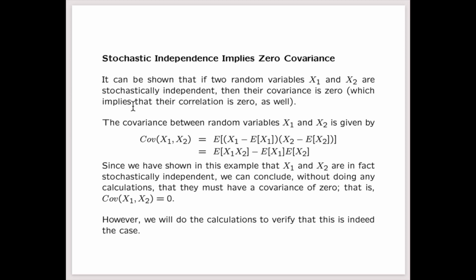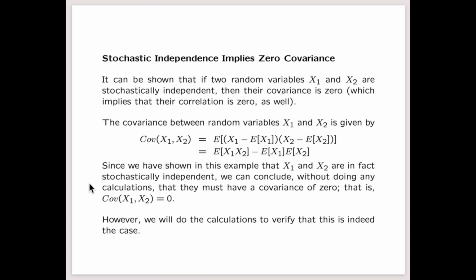Now, remember what we're talking about here. Stochastic independence implies zero covariance. What this means is that if we know that two random variables are stochastically independent, then we can conclude without having to do any calculations that they must have zero covariance as well. So that's one way that we can use this particular result.